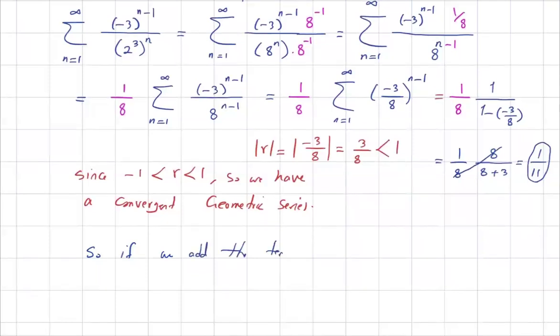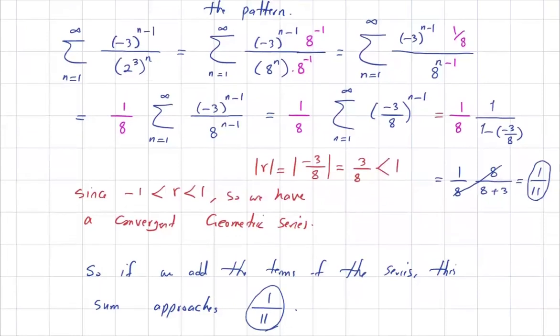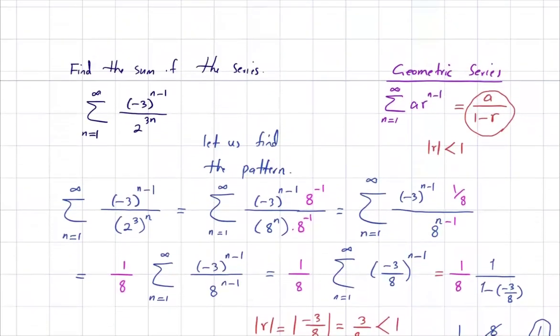So if we add the terms of the series, the sum approaches 1/11. As you can see, talking about convergence and divergence is a different story than finding the sum of the series. For the series (-3)^(n-1) divided by 2^(3n), we find a pattern similar to a geometric series.